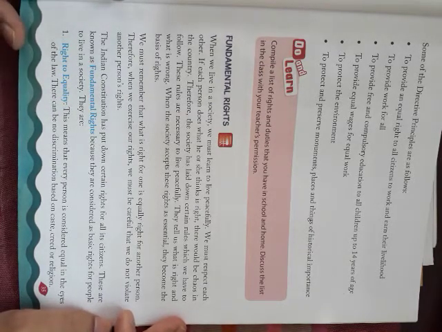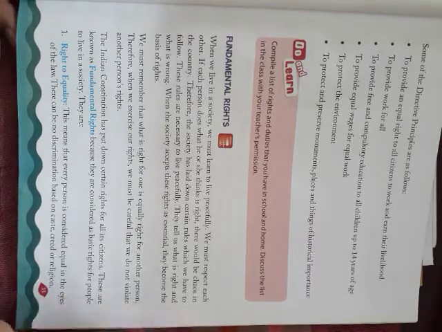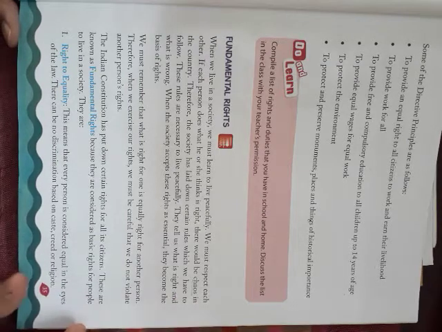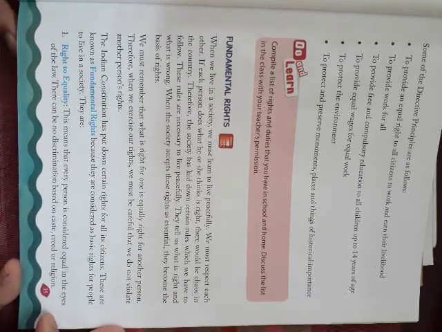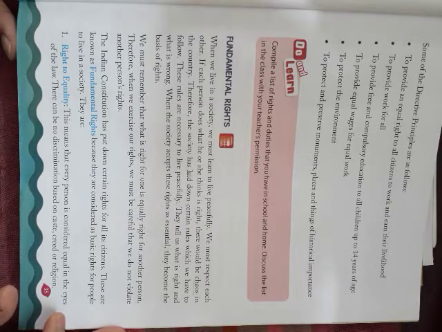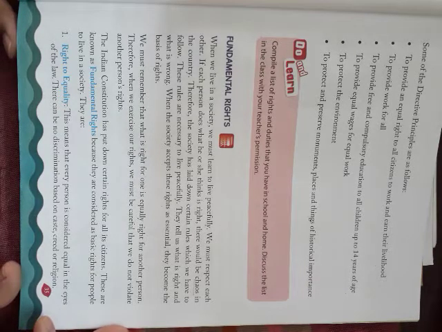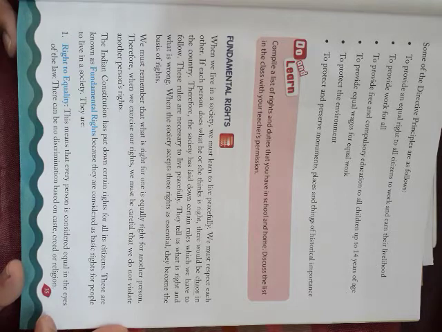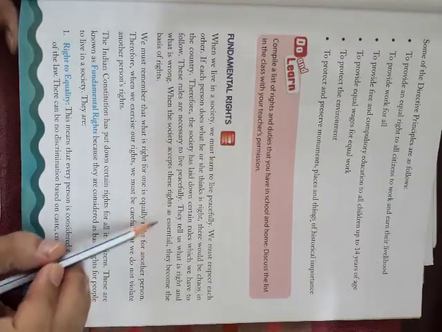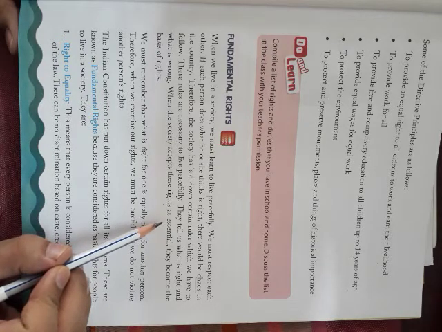Now, the book tells us that if each and every person living in our country tries to do whatever they wish, there will be chaos. Chaos means confusion. There will be confusion all around in the country if each and every person starts doing what they wish. So, to avoid that, there are certain rights that are laid down by the Constitution of India, which have to be followed by all the citizens of India. This has been done to avoid confusion. These rights actually tell us what is right and what is not.